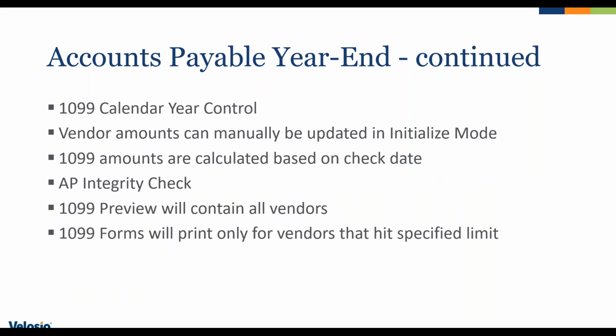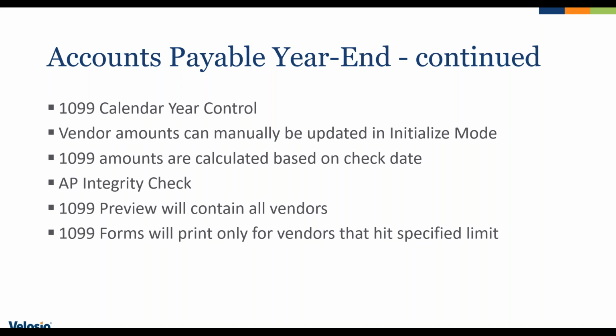So the 1099 calendar year control screen is what is used to maintain the two open 1099 years that SL allows us to have at any given time. Your 1099 amounts can be updated using initialize mode. That's done directly in the AP vendor maintenance screen. There's a 1099 info tab in there. And if you happen to find any 1099 amounts that are off, we would simply go into initialize mode, access the screen, and change the dollar amounts there.